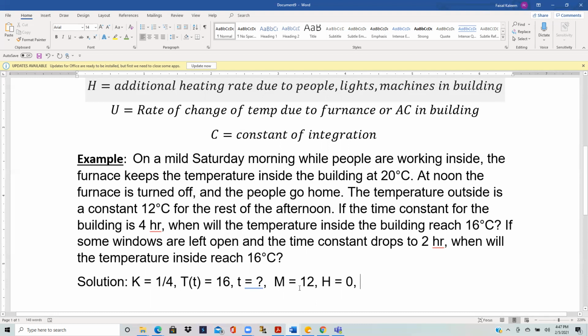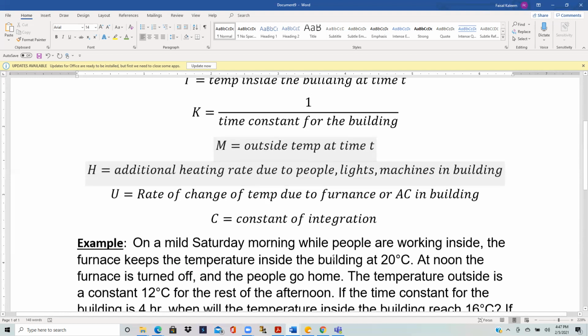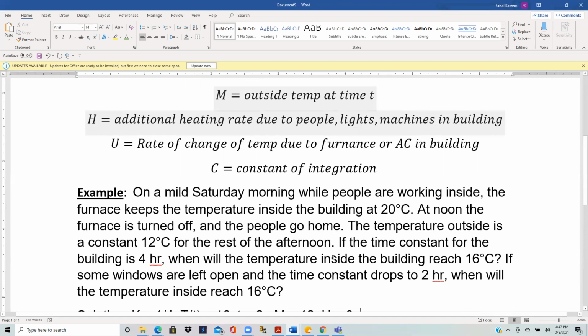And people go home. So this is not an assumption that there are no people, because at noon they are telling us that people do go home. They don't specifically mention the lighting and additional machinery in the building, so we assume that it's not there. But people they are telling us are gone. The temperature outside is constant, so that's fine.